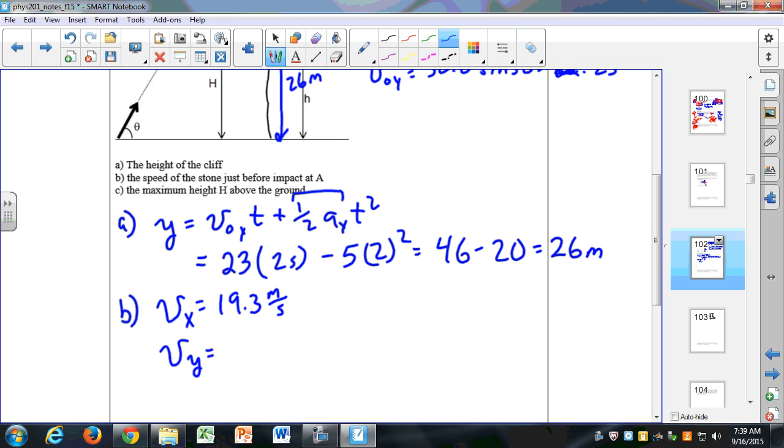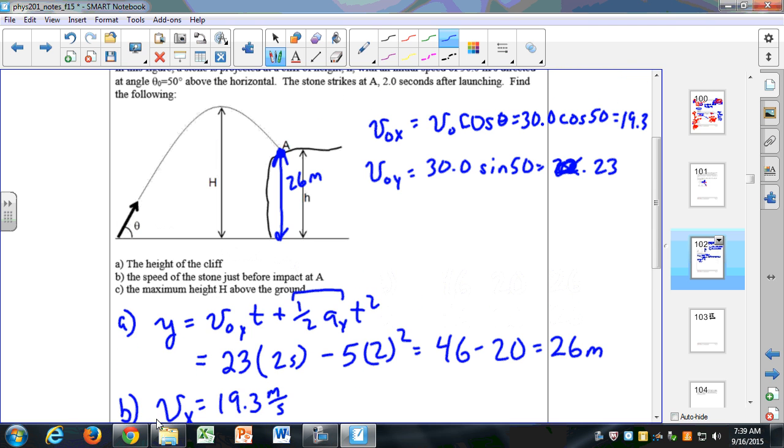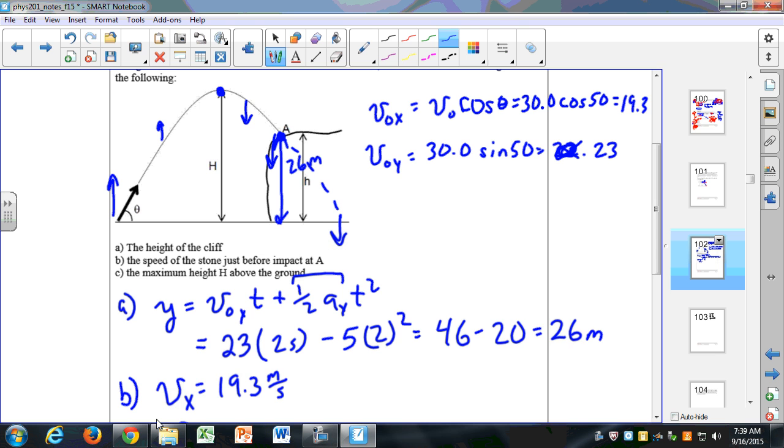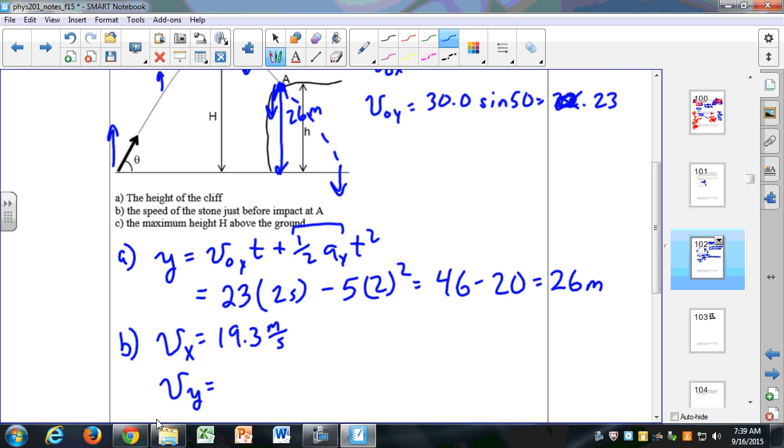Now remember the Vy changes. Initially, it's big and in the positive direction, and then it gets smaller, and then it's 0, and then it begins increasing in the negative direction until it returns to the original value down here if it were to reach that point, where it's going to have the same magnitude as it did initially. Go with me on this? Yeah, sort of, kind of?